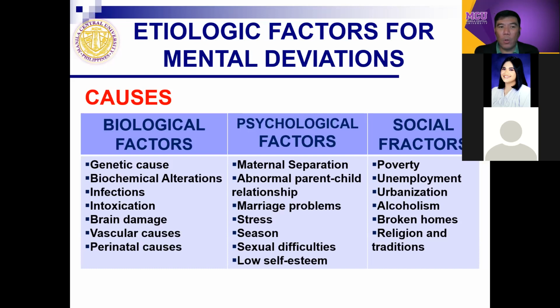Pag biological po, this is usually affecting the physiologic process. Yung psychological factors po ay risk factors affecting relationship, at ang social factors naman po ay situations that affecting the environment. Yan, yung environment at saka yung socio-economic status. Example, sa biological factors, genetic cause. So if the familial history of merong may mga mental deviations, this could be acquired or this could be inherited.